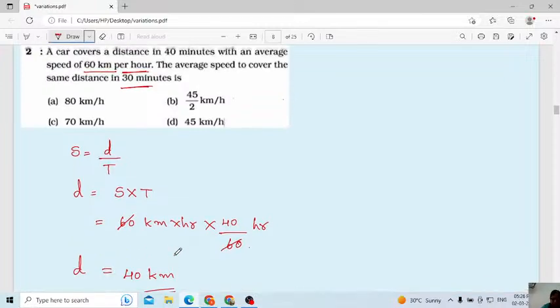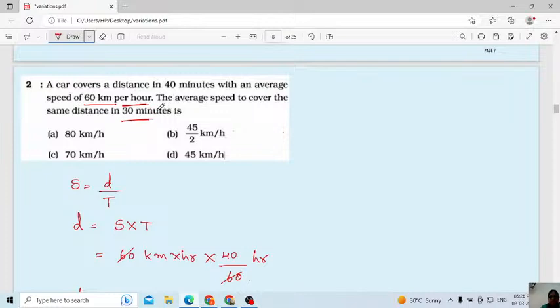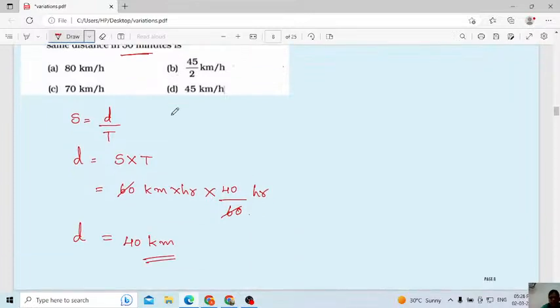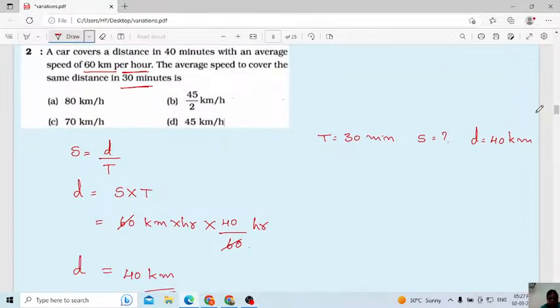Then one more question here: what is the average speed to cover the same distance in 30 minutes? Here the second question, the time will be 30 minutes. What is the speed they are asking here, and the distance will be the same, 40 kilometer. I don't know why this question is included here under variation, but this question is important. Here we are not using the concept of variation.